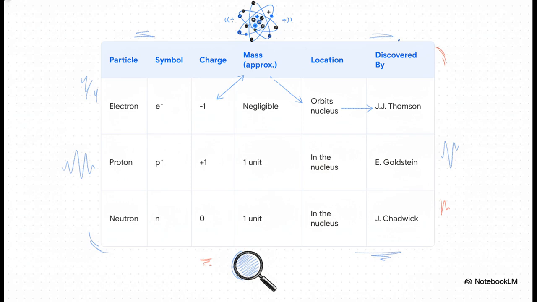Second, we have the proton, p+, discovered by E. Goldstein. It has a positive charge of +1, and its mass is considered 1 unit. And third is the neutron, n, discovered by James Chadwick. It has no charge, it's neutral, and its mass is also about 1 unit. Now look at the location. Both protons and neutrons are found packed together in the center of the atom, which we call the nucleus.